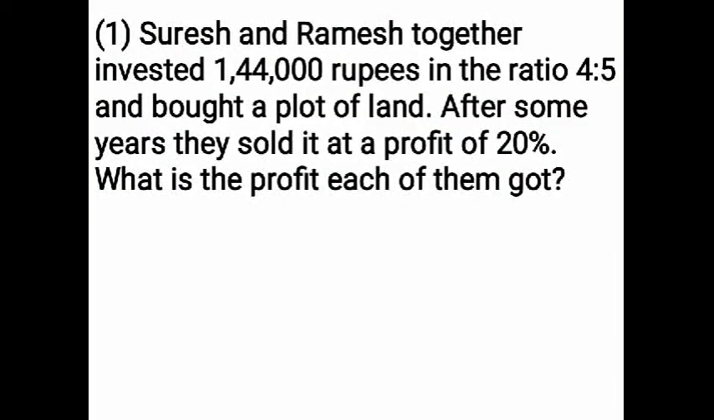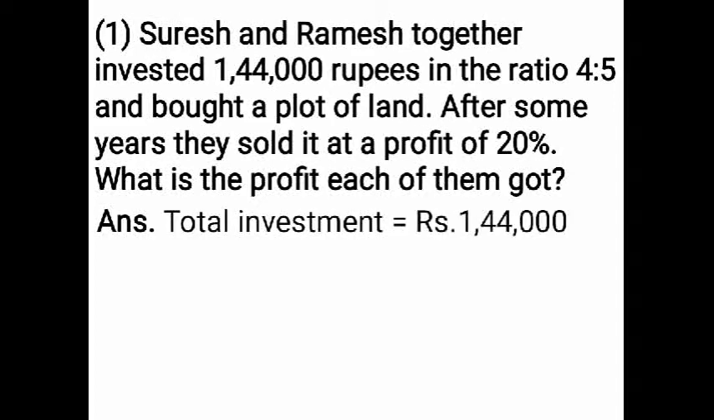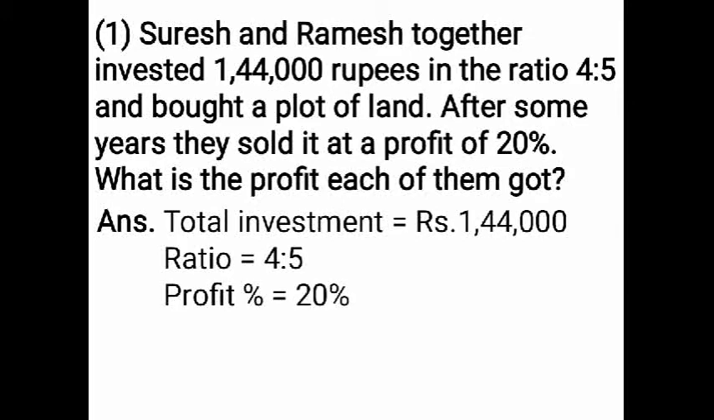You have to understand the first sentence of this word problem sum and then write the statement. Total investment is given: 1,44,000 rupees. Ratio is given: 4:5. Then if you read the next sentence, what is given? Profit percent is given. Profit percent is 20%. If profit percent is given, you have to find the amount of profit. The statement will be: profit is equal to 20% of 1,44,000.